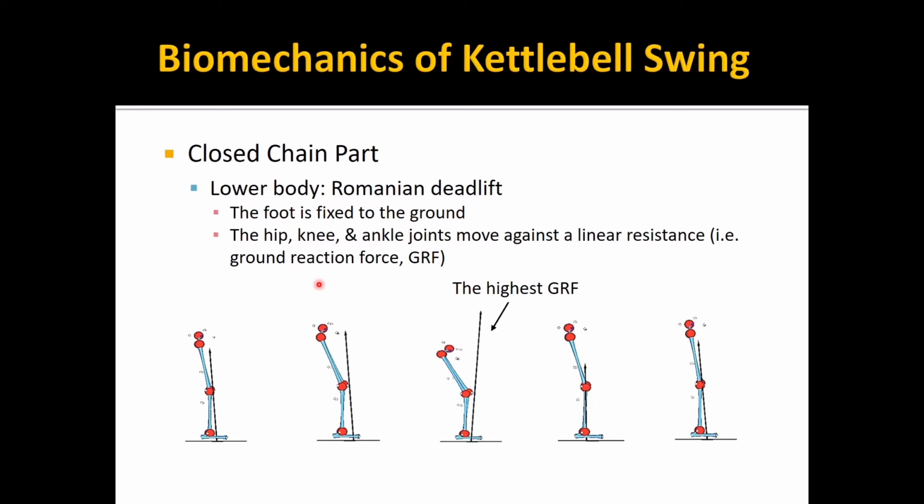Let's take a look at the closed chain part of the kettlebell swing. The closed chain movement governed by the lower body joints is attributable to the Romanian deadlift. The foot is fixed to the ground, and the knee, hip, and ankle joints move against a linear resistance, such as ground reaction force, also known as GRF. As you can see here, the highest GRF value occurs around the halfway point of the kettlebell swing, which may be due to the effort to decelerate the downward motion of the kettlebell and also to accelerate its upward motion. We'll talk more about the GRF values later.